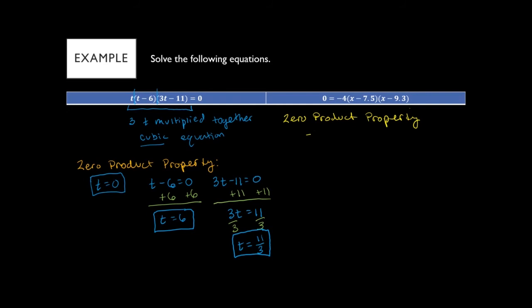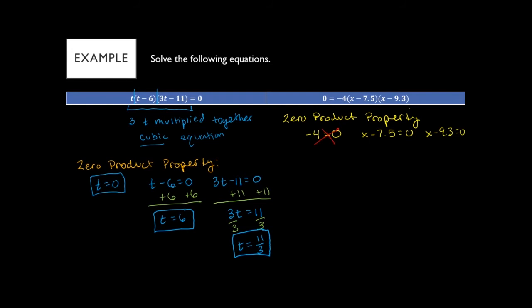Where you set each thing equal to 0. And you would end up with -4 equals 0, x minus 7.5 equals 0, and x minus 9.3 equals 0, which I kind of smushed in there. But -4 equals 0 is meaningless, so you can just ignore that.